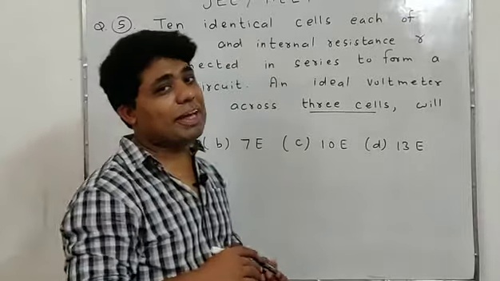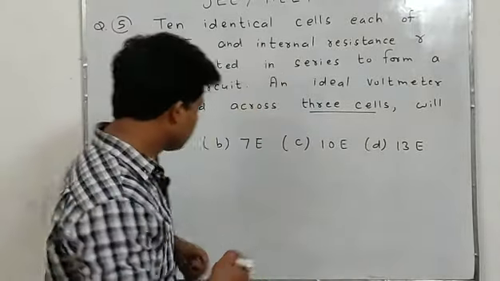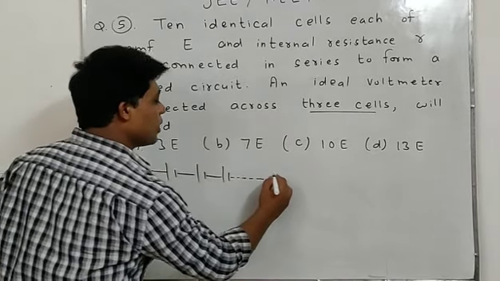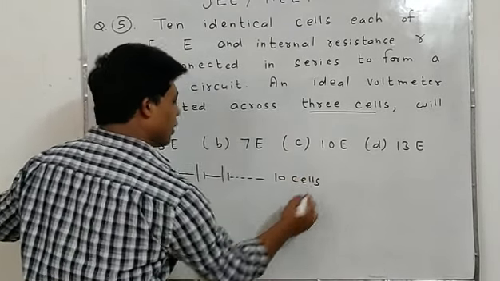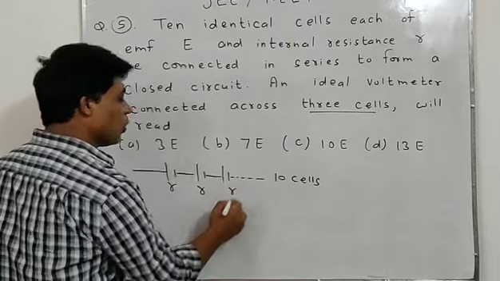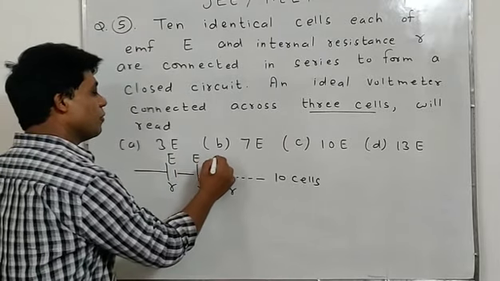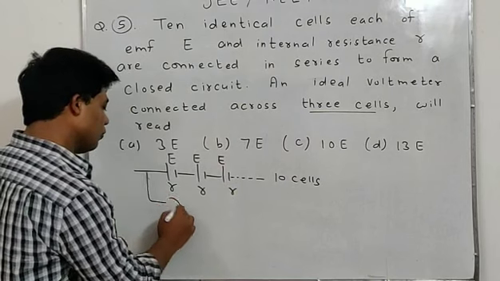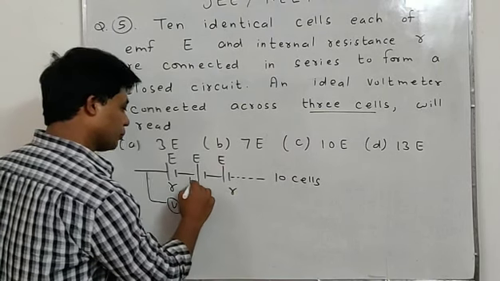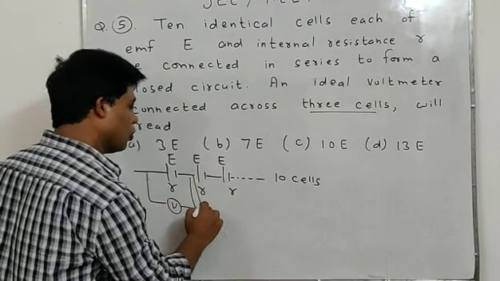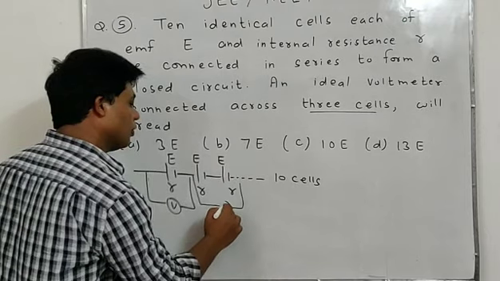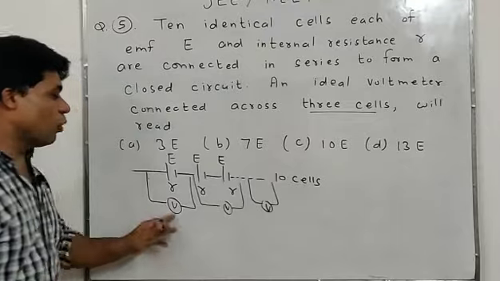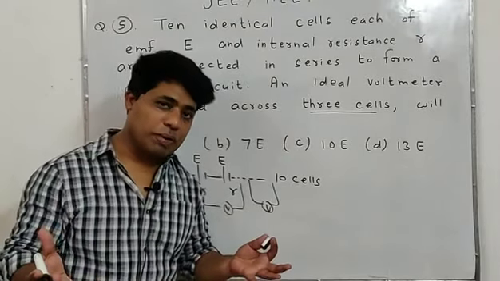So actually we are given 10 cells, they are connected in series, like plus minus till 10 cells, having internal resistance small r and EMF E. And look, students, out of 10 cells we are connecting the voltmeter with 3 cells. So what will be the reading of that voltmeter? That we have to find.